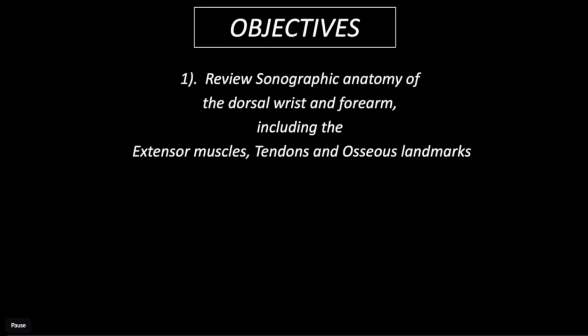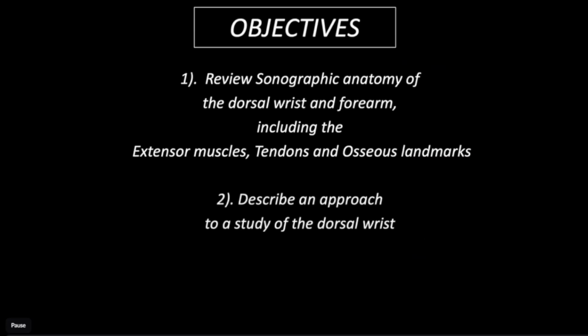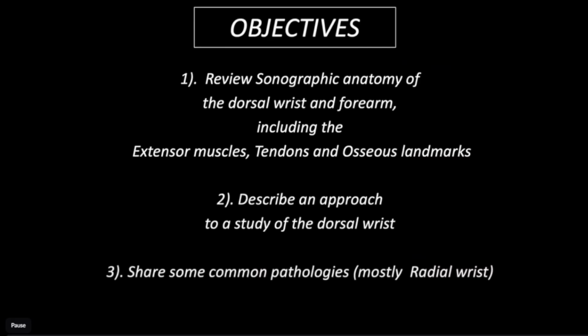I'm going to talk about the anatomy, the sonographic anatomy of the dorsal wrist and forearm, and in a bit of detail, I'm going to include the extensor muscles, tendons, and all the bony landmarks. I'm going to talk about an approach to a study of the dorsal wrist, mostly based on the worksheet that we use, and I'll share some common pathologies.